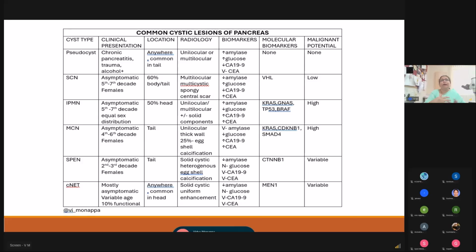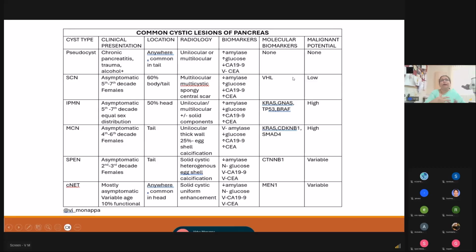Now, serous cystadenomas, or serous cystic neoplasms, are not connected with the pancreatic duct. That's why you do not get elevation of amylase. So amylase will be within normal limits or slightly lower. CEA can be slightly elevated, but CA19-9 is decreased. Glucose is normal or slightly increased.